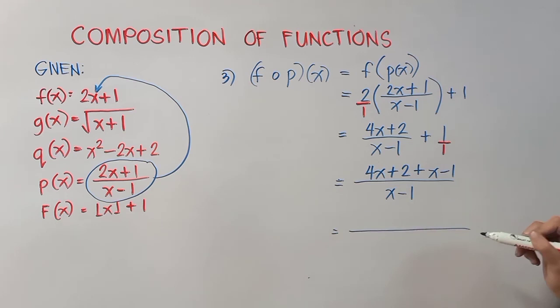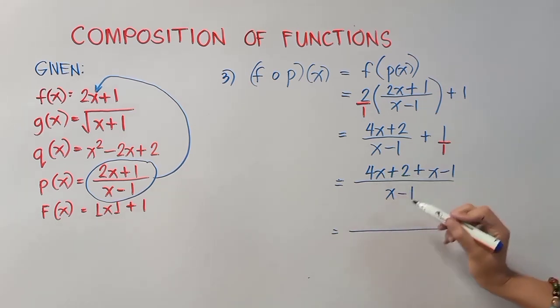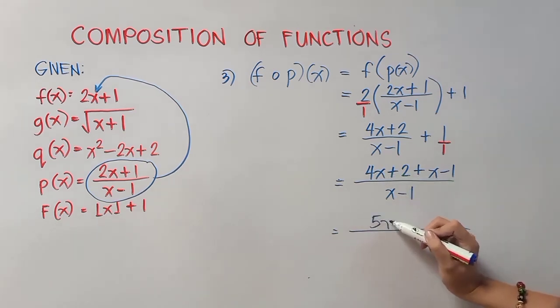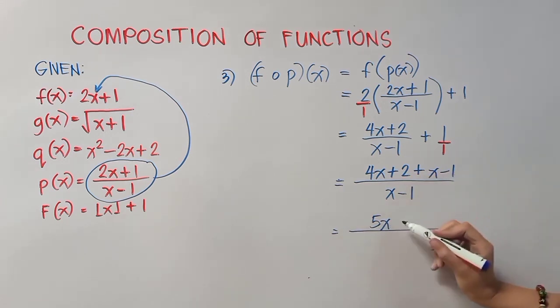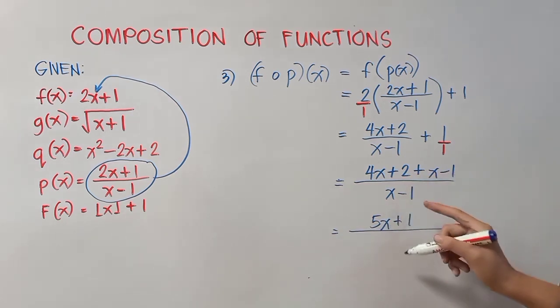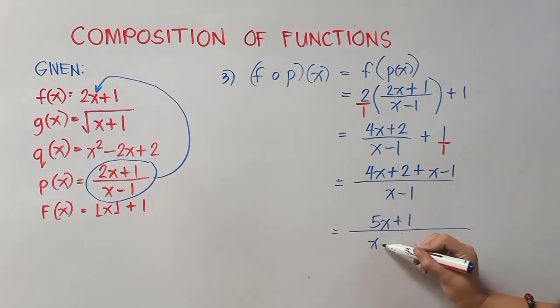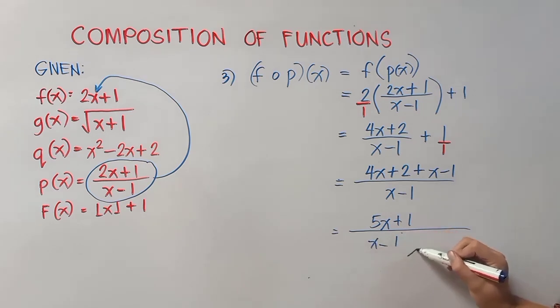And now we will look for like terms. 4x plus 1x, a total of 5x. 2 minus 1, that's positive 1. And then just copy our denominator, x minus 1.